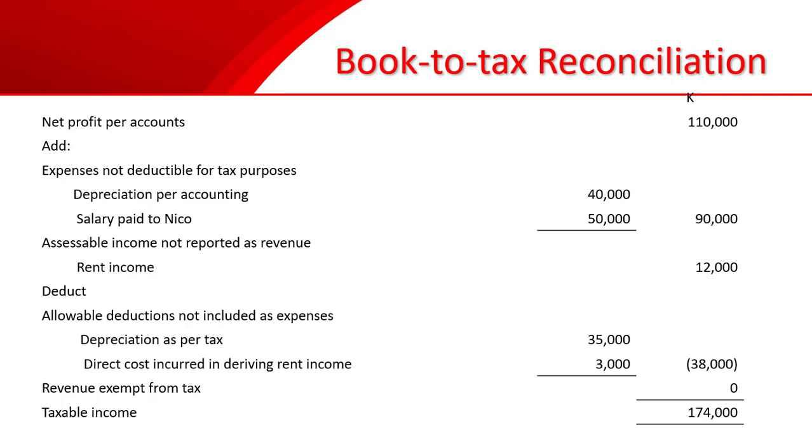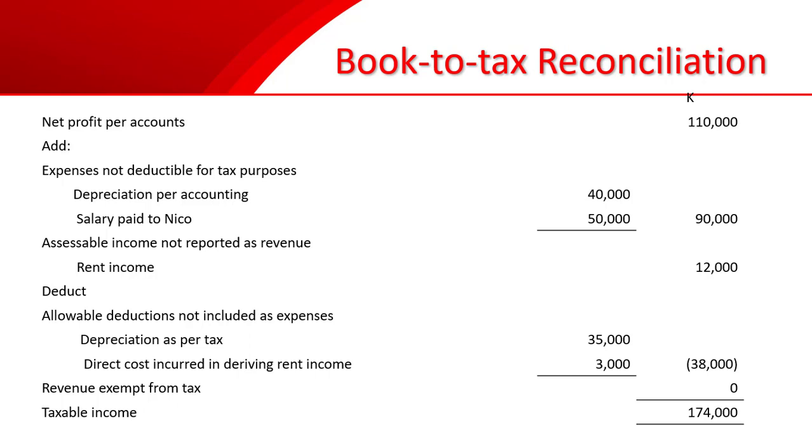Now we will deduct those expenses that are allowed as deductions but not included in the expenses. So the depreciation per tax will be 35,000. You can see we removed the 40,000 because that is not the allowed expense, and then we deducted 35,000 here. And then the direct cost incurred in deriving rent income. So we arrive at 38,000 here.